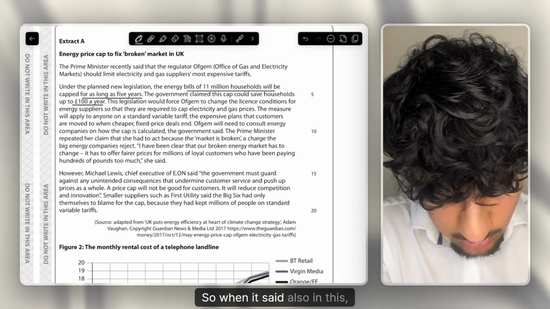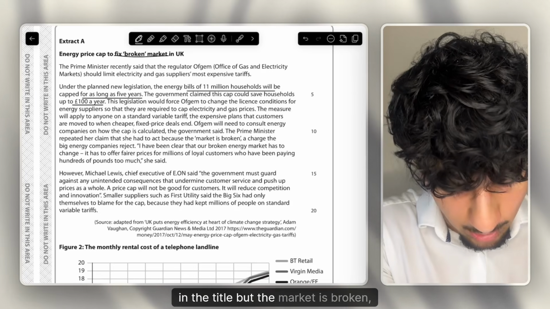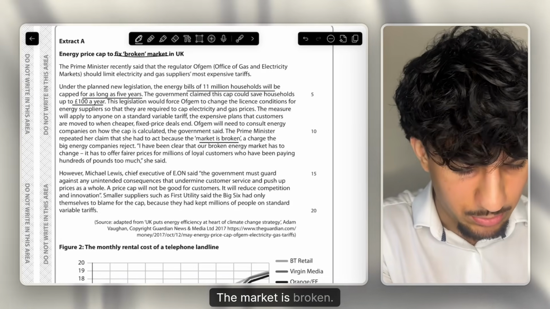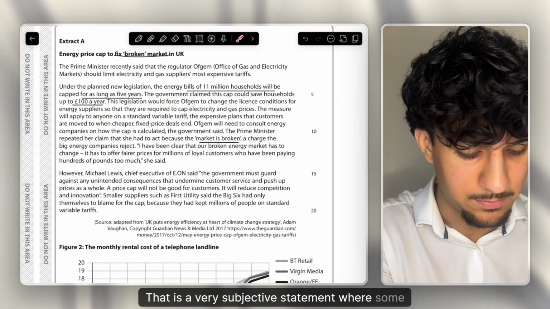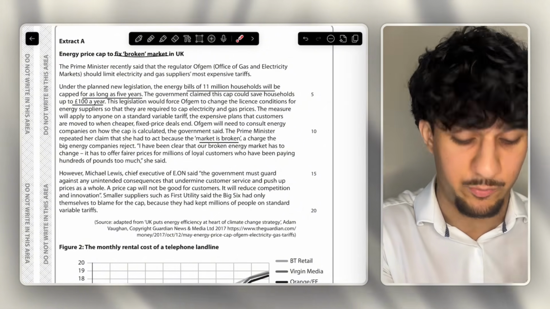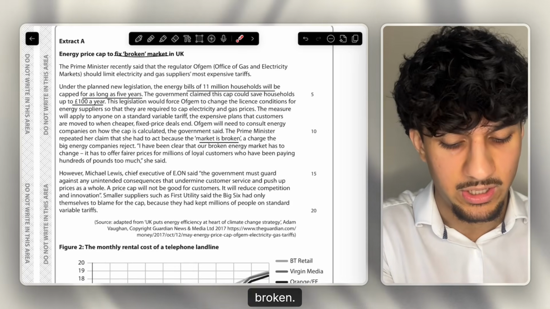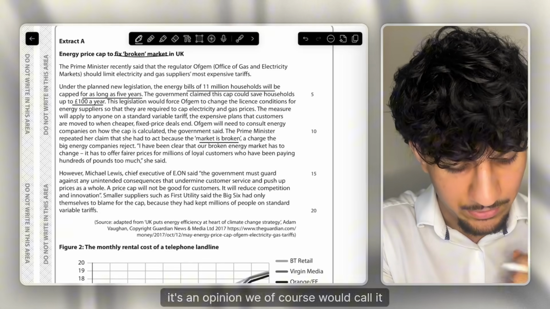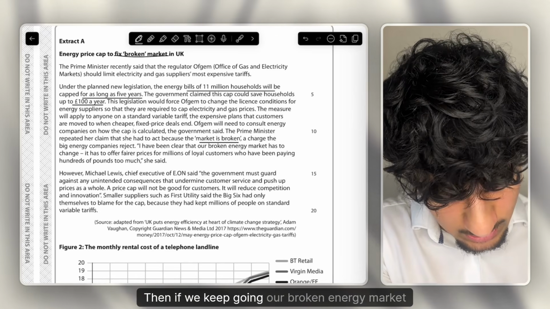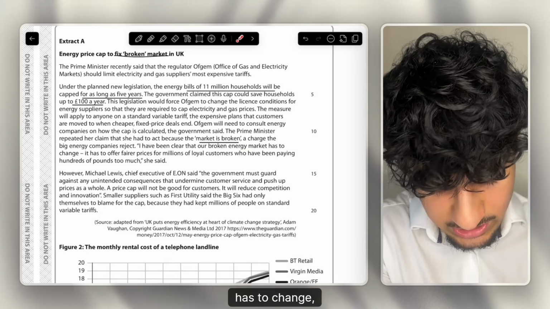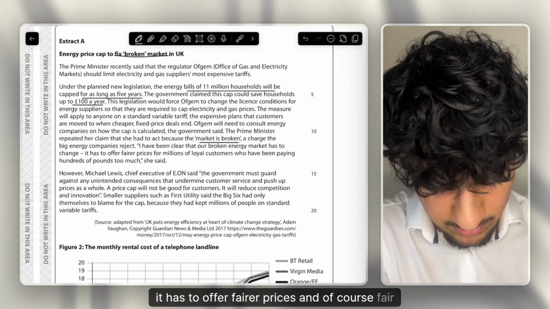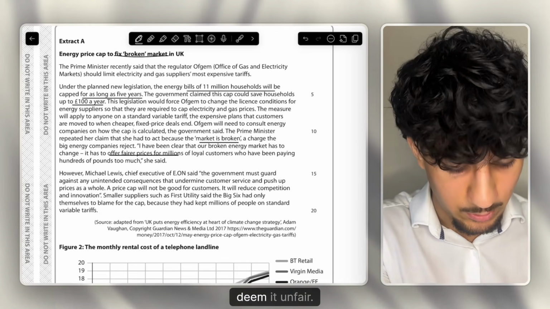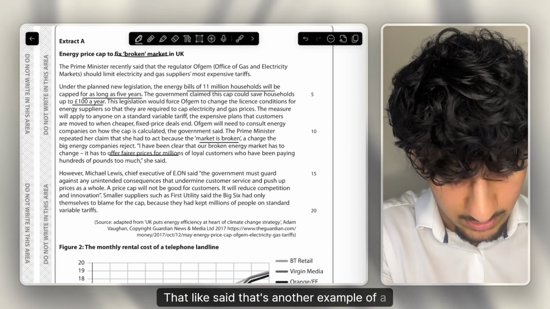Here, so when it's said also in the title, but the market is broken, the Prime Minister says. So the Prime Minister repeated her claims that she had to act, the market is broken. That is a very subjective statement where some people may think the market is functioning perfectly, or the market is partially broken. So therefore that is of course an opinion, and when it's an opinion, we of course would call it a normative statement. Then if we keep going, our broken energy market has to change. It has to offer fairer prices, and of course fair is a massive opinion. What one person deems fair, another person might deem unfair. That, like I said, is another example of a normative statement.